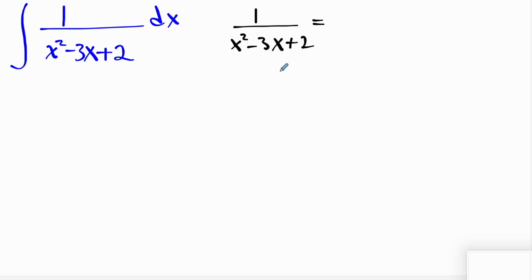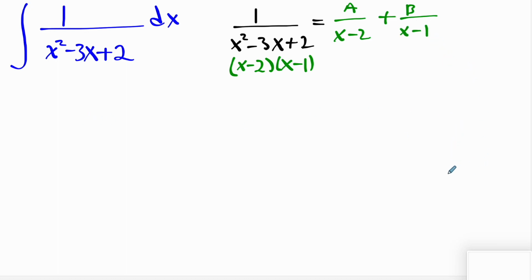There are many ways to factor a quadratic expression. As long as you factor it correctly, it doesn't matter what method you use from Algebra 1. So this will factor in the end as x minus 2 times x minus 1. So after doing that, we'll move to the right side and we'll say an unknown over one of the linear factors plus another unknown over x minus 1.